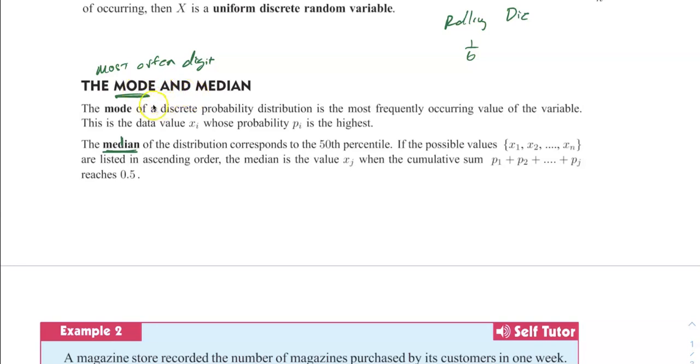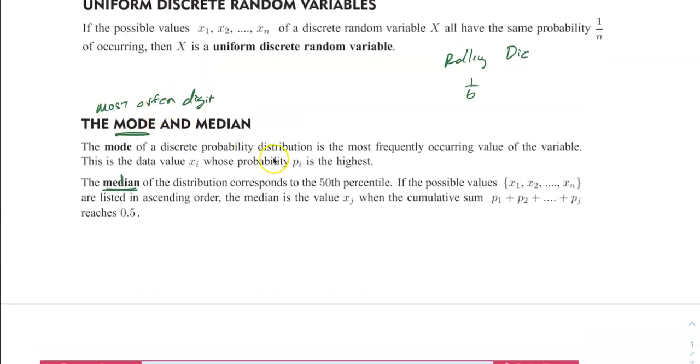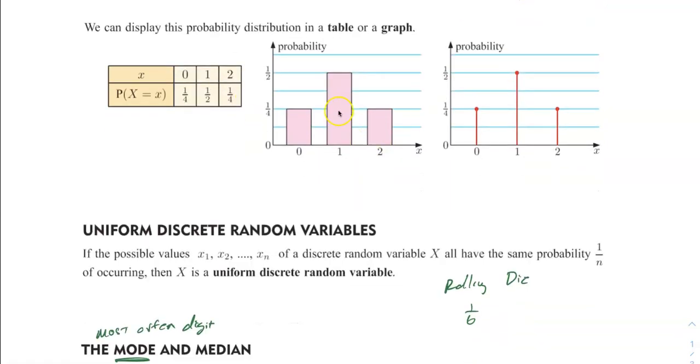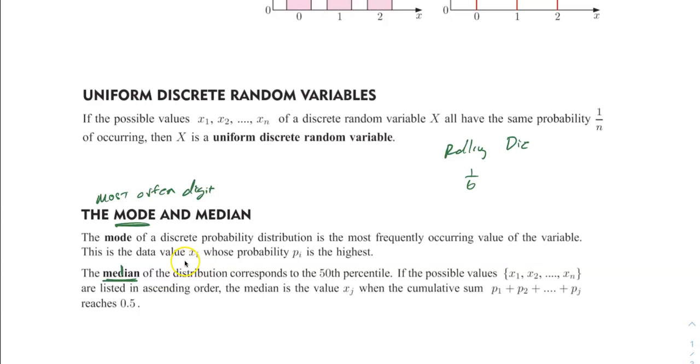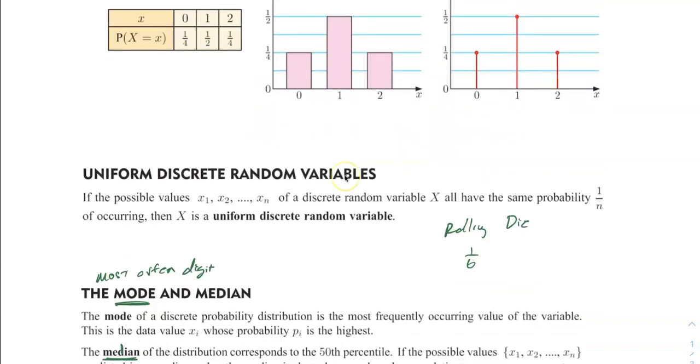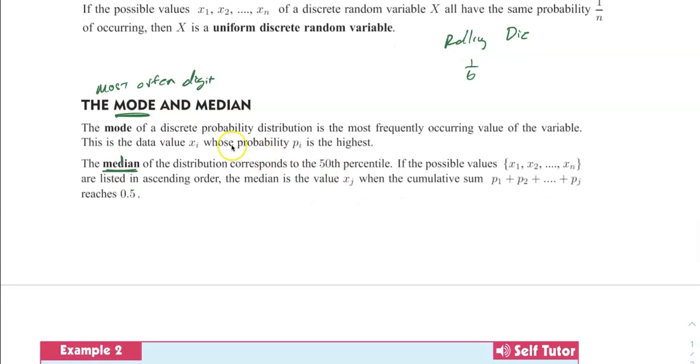Mode is the one that happens the most often. So over here, my mode would be 1. That happens the most often. And then the median is the middle one, the halfway mark version of it. So over here, it would also be 1, because if I have 4 options, 1's in the middle, or if I have 3 options, 1's in the middle. That's mode and median.